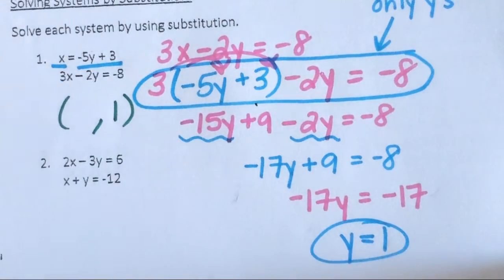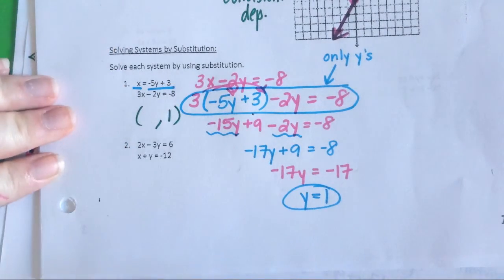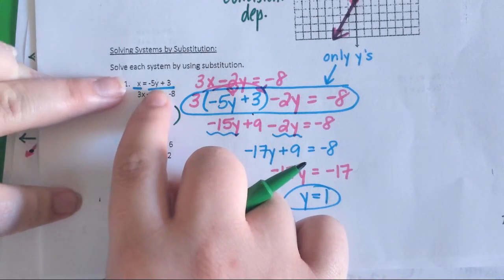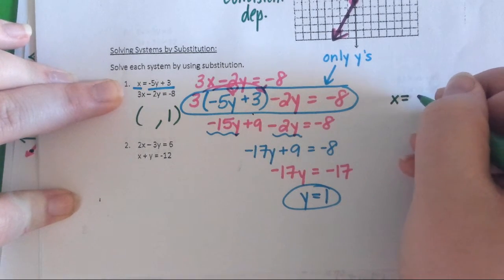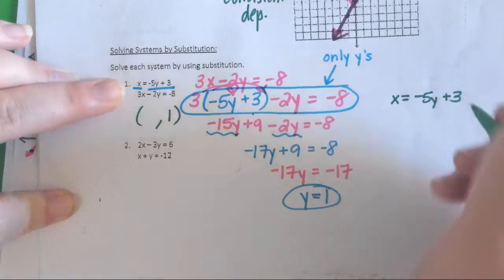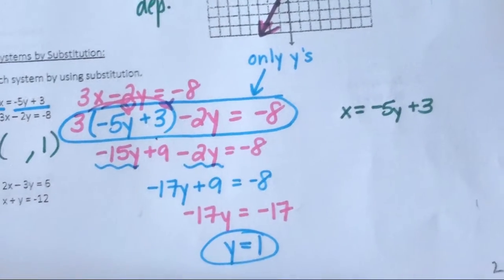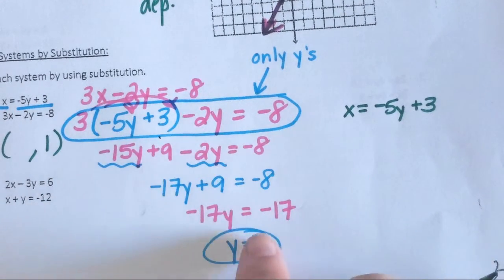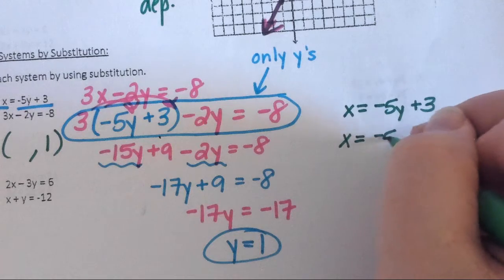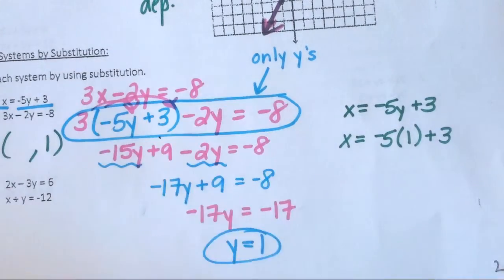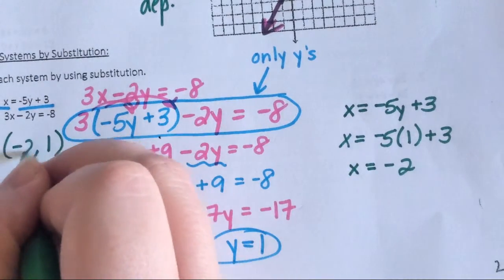So the good news is you can pick either equation you want. You can use the top one or you can use the bottom one. I think the top one would be easier, but if you want to plug it in the bottom one, you can. So our equation used to be x equals negative 5y plus 3. It used to be this, but you and I just found out that y, its value is 1. So everywhere I see y, I'm going to substitute in 1, and I end up getting x equals what number? Negative 2. So my answer is really the point negative 2, 1.